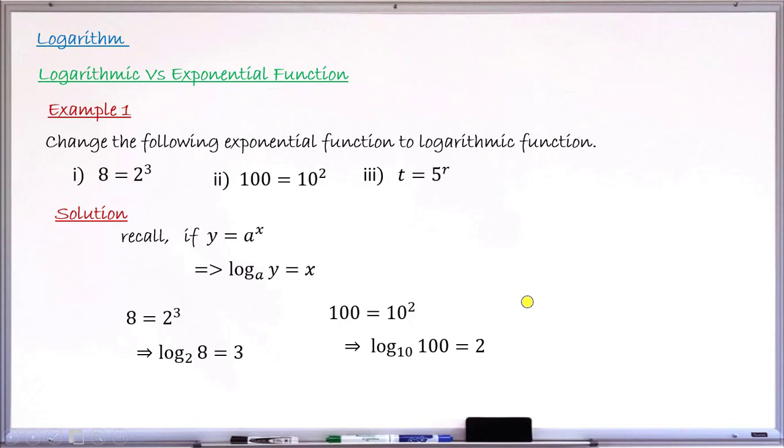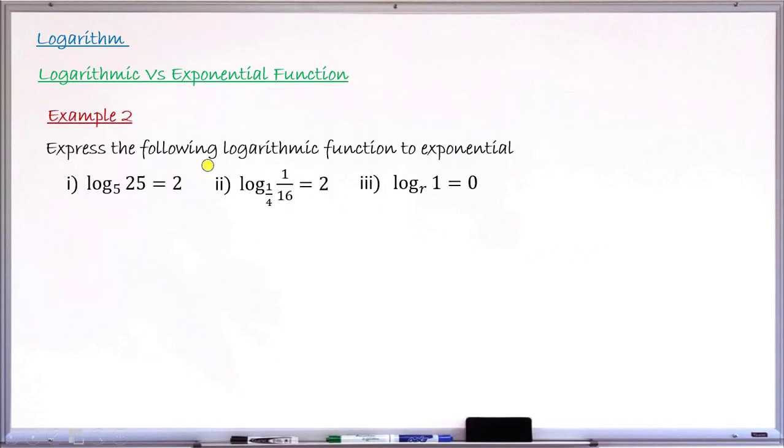So if I move to number 3, you have t equals 5 raised to r. If I want to write it into its logarithmic equivalent, I will now have log to base 5 of this number t equals this power r. Let me write it. So you have log to base 5 of t equals r. This is how we now change exponential into logarithmic. Let me just move to the next example where you learn how to change logarithmic back to exponential.